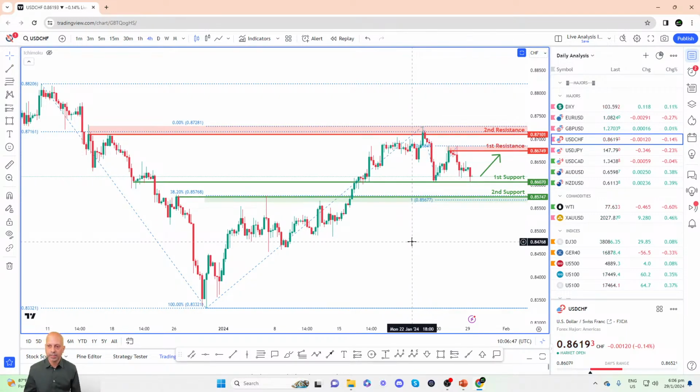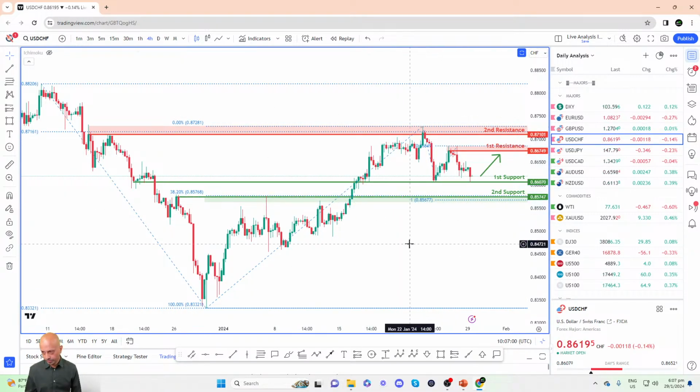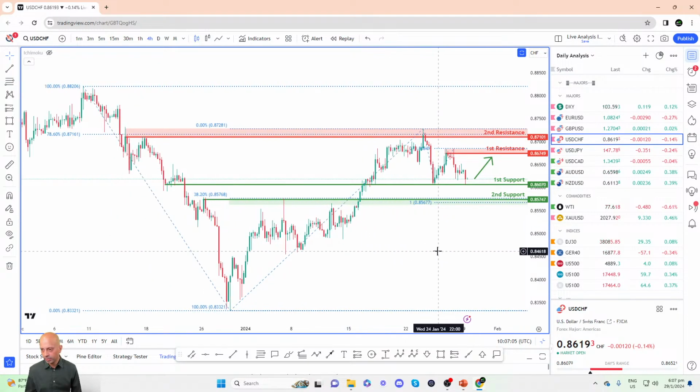Confluence of Fibonacci simply means there's more than one Fibonacci level at that particular price point or that particular price zone. So we have the 38.2% retracement as well as the 100% projection. So this adds to the significance of this second support.